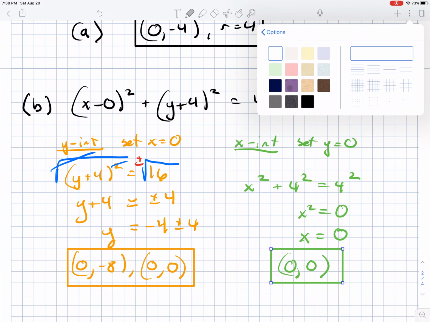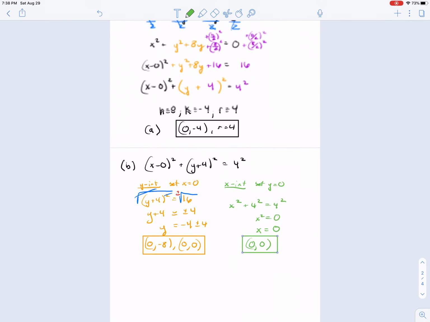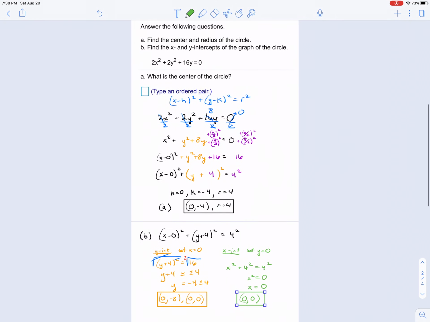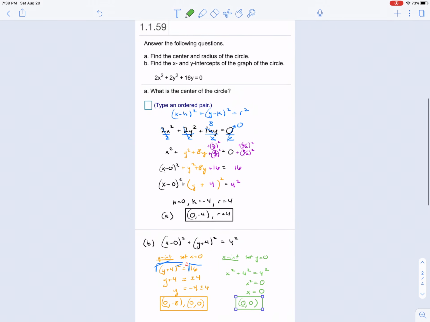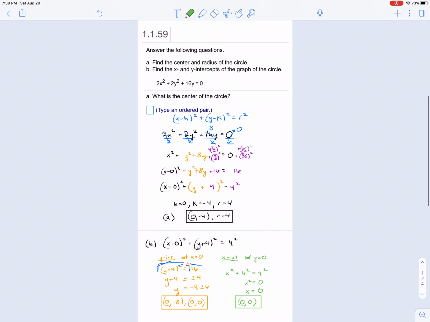So hopefully, let me go like this so you can see the whole thing at once. So parts A and B. Again, I'm not going to check these. I'm just going to trust that my math is correct. Okay. So what's the center? We have our origin here. And then we have our radius, okay?